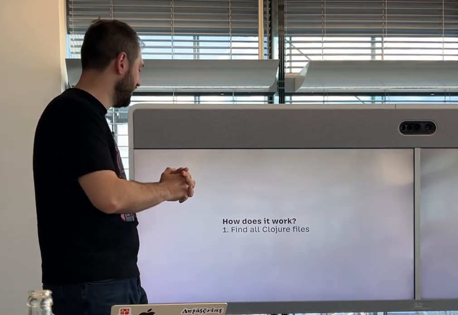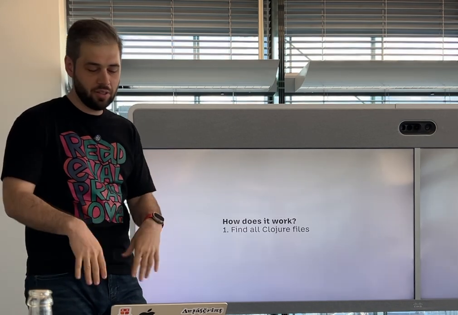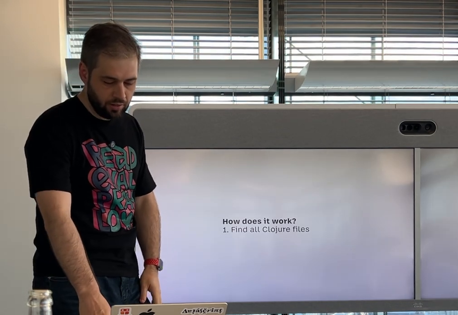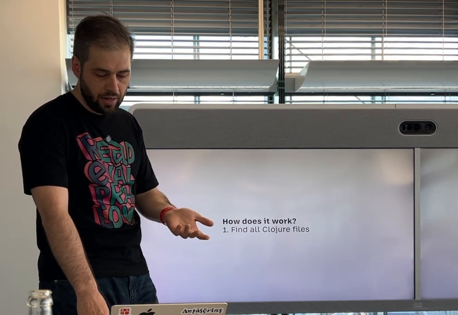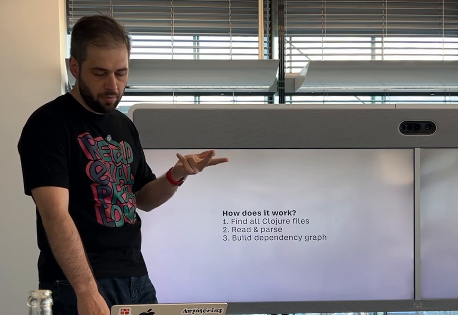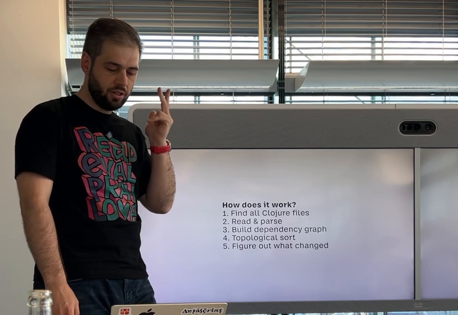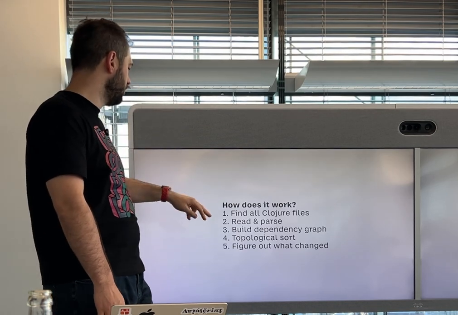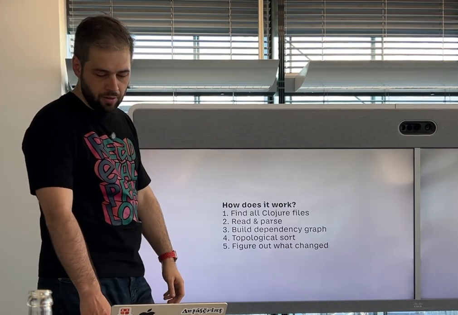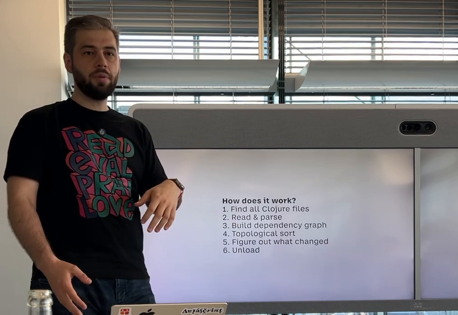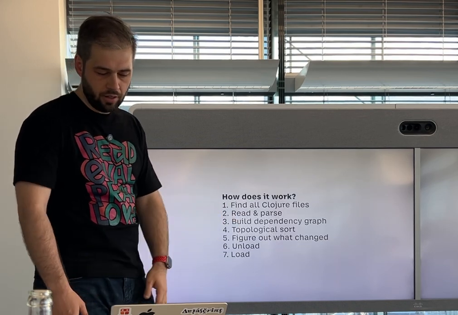Okay, so a really brief overview of how it works. It scans your directories for Clojure files, reads and parses them, builds a dependency graph, topological sort, but actually it figures out what changed, then topological sort; this should be swapped. Unloads namespaces and loads them back again. So really basic stuff.